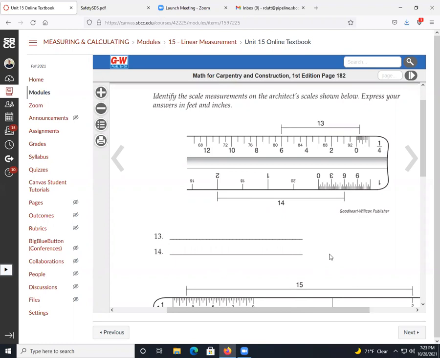2 feet and 6 inches. No. Say it again, please. 2 feet and 9 inches. No.